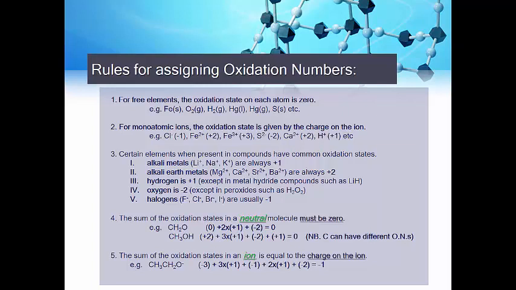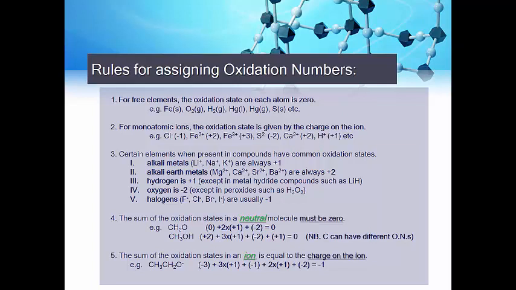The other one is oxygen is always -2, and that's because oxygen is so electronegative it keeps the electrons on itself. And the exception for that is your peroxides such as H2O2. Again, we won't be looking at that example. So halogens, F-, Cl-, Br-, I- are usually -1.